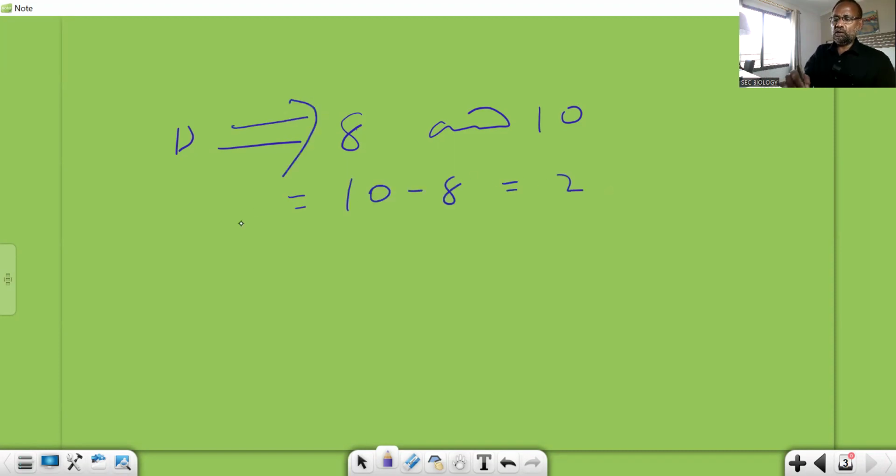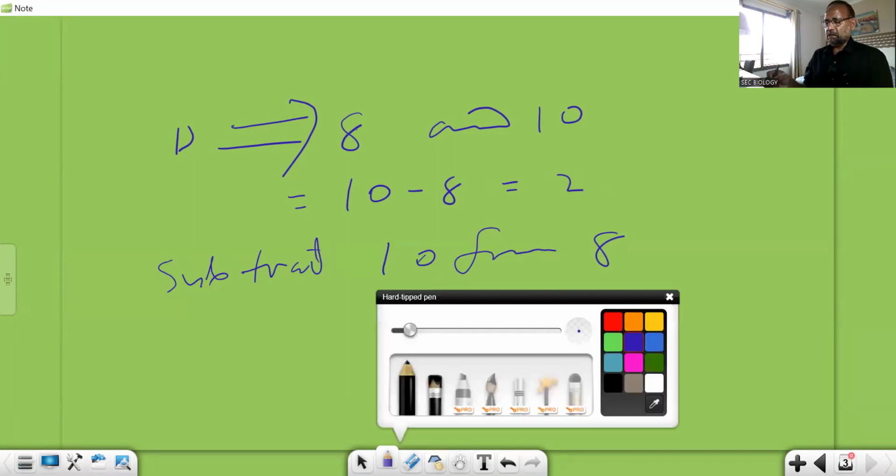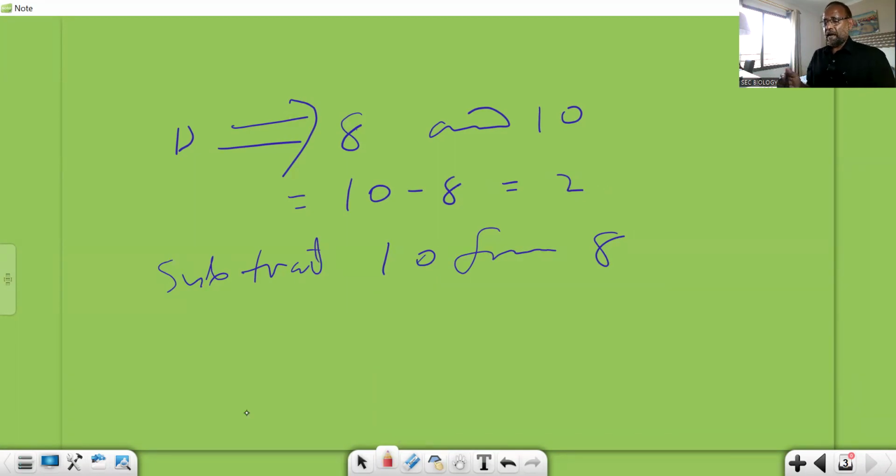But be careful. Subtract 10 from 8. Tell me the answer. All of you, please do this one. Subtract 10 from 8. It is not 10 minus 8. Subtract 10 from 8. I am not talking about find the difference. The first question was find the difference of 8 and 10 or 10 and 8. Both are the same. But now subtract 10 from 8.